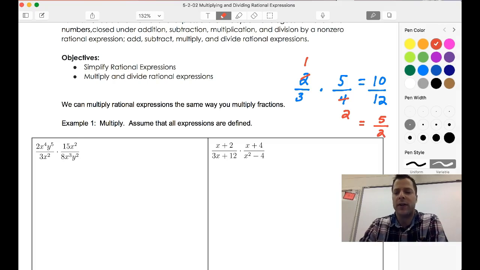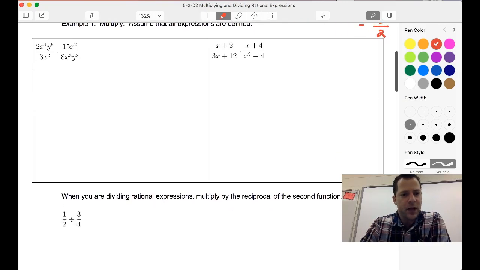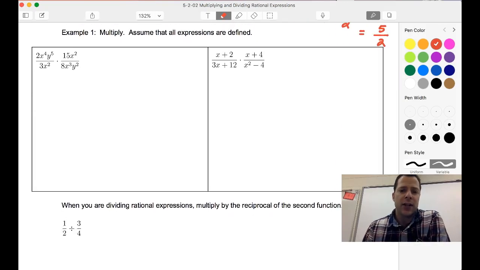So there's a couple ways to do that, and that's what we're going to take and apply to rational expressions. Okay, so let's multiply and assume that all expressions are defined. And so what that means is I don't have to put the x values that don't work, where the function's undefined. They're all defined. So that means, like in this first one, x and y won't be 0.